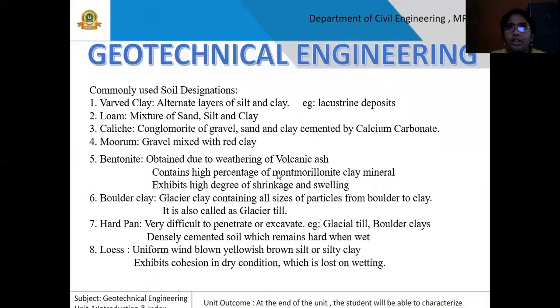So that is about the different types of soils, based on how they are formed, based on transportation, or based on different factors, and how they are named. So second.